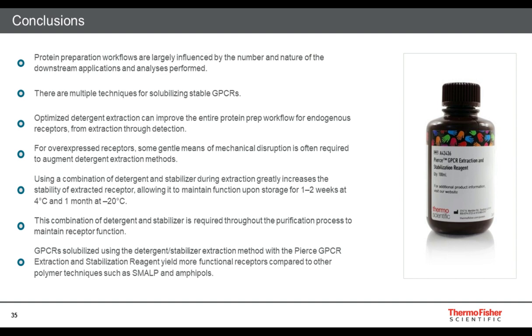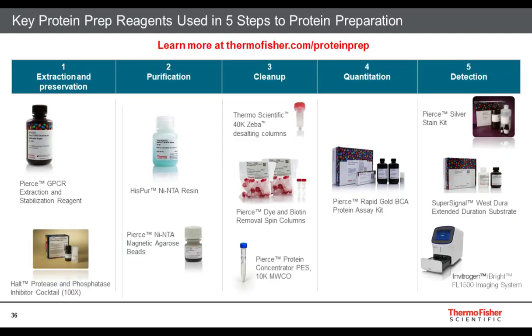And using a combination of detergent and stabilizer during extraction greatly increases the stability of the extracted receptors and allows for extended storage at either 4 degrees or -20. This combination of detergent and stabilizer is required throughout the purification process to maintain receptor function. And GPCRs solubilized using the detergent stabilizer extraction method with the Pierce GPCR Extraction and Stabilization Reagent yield more functional receptors compared to other polymer techniques such as SMALPs and amphipols.